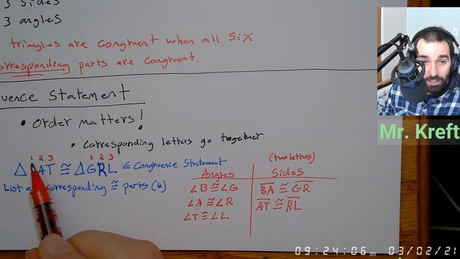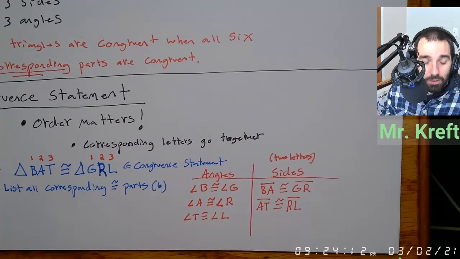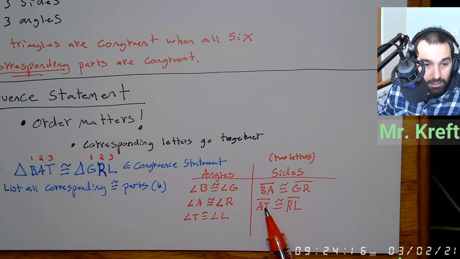So we had 1 and 2, so that's not different than 2 and 1. Then we have 2 and 3. So what are the only 2 letters we haven't put together yet? Right? We put B and A together, we put A and T together. What's the last combination?